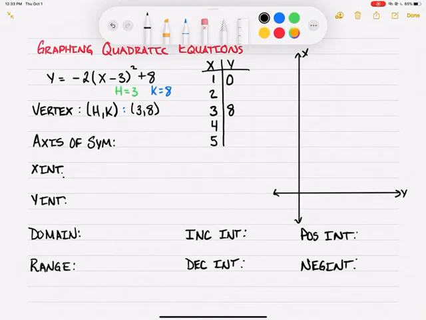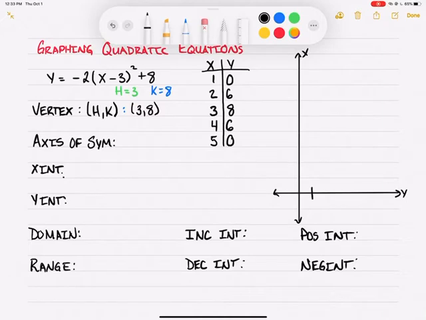If I plug in 2, 2 minus 3 is negative 1. Negative 1 squared is positive 1. Times negative 2 is negative 2. Plus 8 is going to be 6. And if I know anything about quadratics, I know the sides should mirror each other. So this should be 6 and this should also be 0. So I'm going to go ahead and plot all these points.